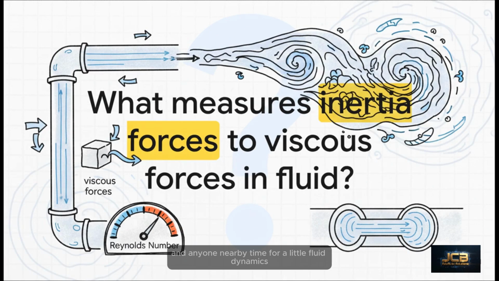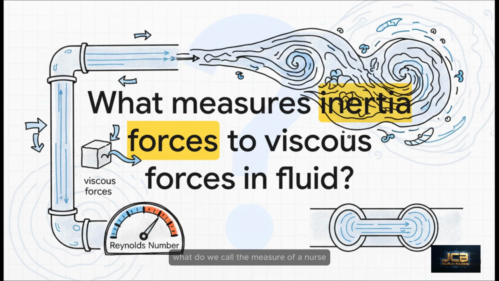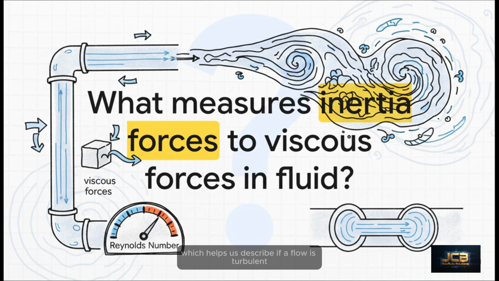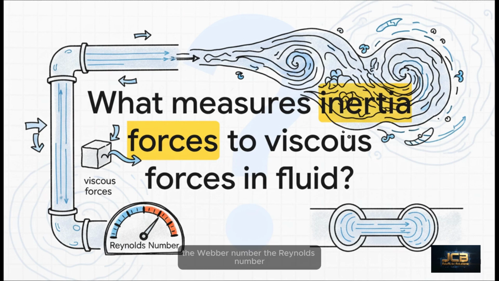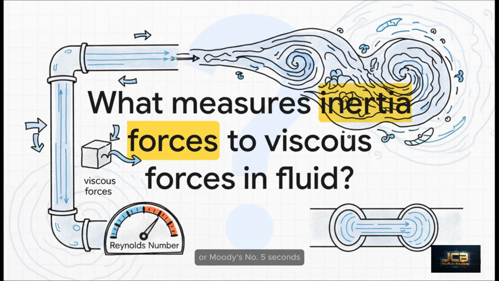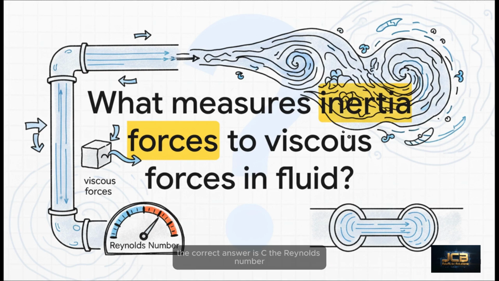Time for a little fluid dynamics. What do we call the measure of inertia forces versus viscous forces, which helps us describe if a flow is turbulent or laminar? Is it the Froude number, the Weber number, the Reynolds number, or Moody's number? 5 seconds. The correct answer is C, the Reynolds number.